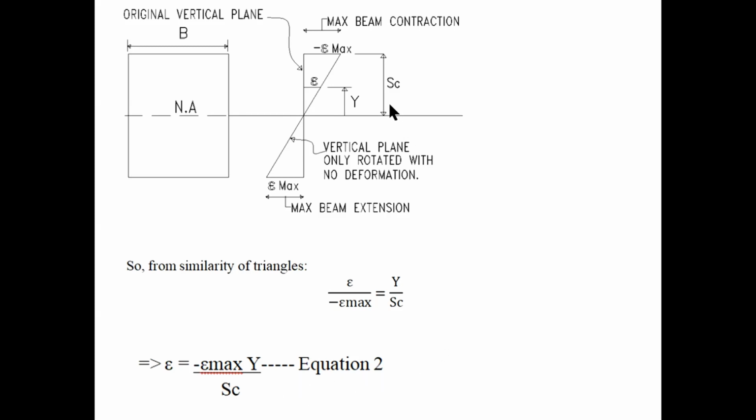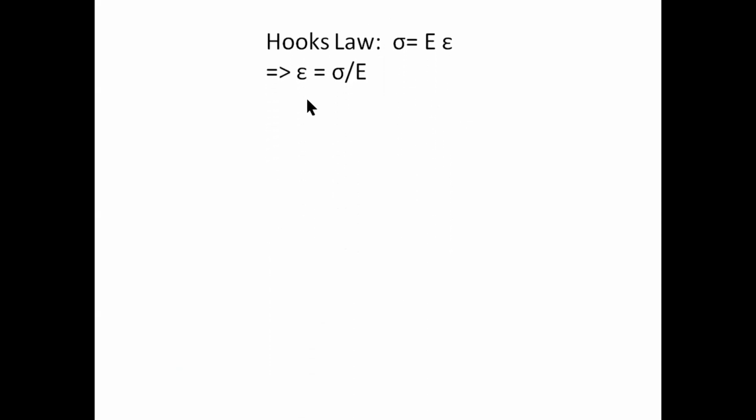This epsilon max actually represents some value. For example, in concrete, the maximum compressive strain is usually about 0.3% or 0.003, as shown in the Australian Concrete Code AS 3600. So from Hooke's law, we know that the stress sigma is equal to E times epsilon. Then epsilon is equal to sigma divided by E. E is the modulus of elasticity.